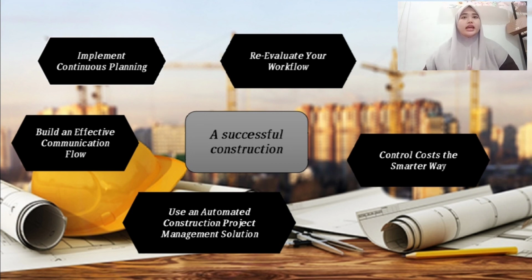Number 1 is implement continuous planning. Number 2 is build an effective communication flow. Number 3 is re-evaluate your workflow. Number 4 is use and automate construction project management solutions. And lastly, number 5 is control costs the smarter way.